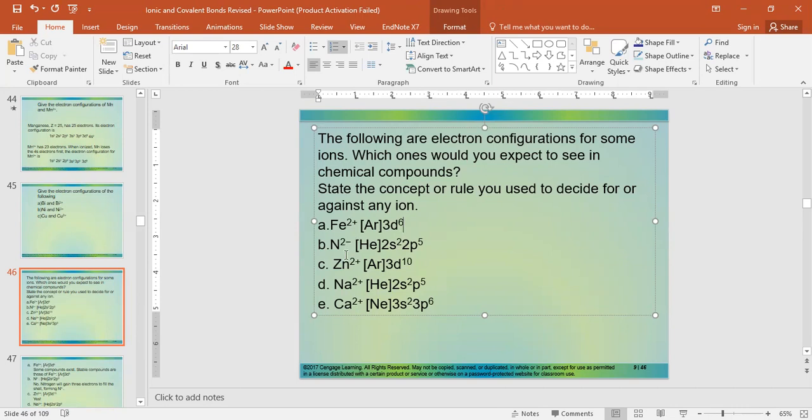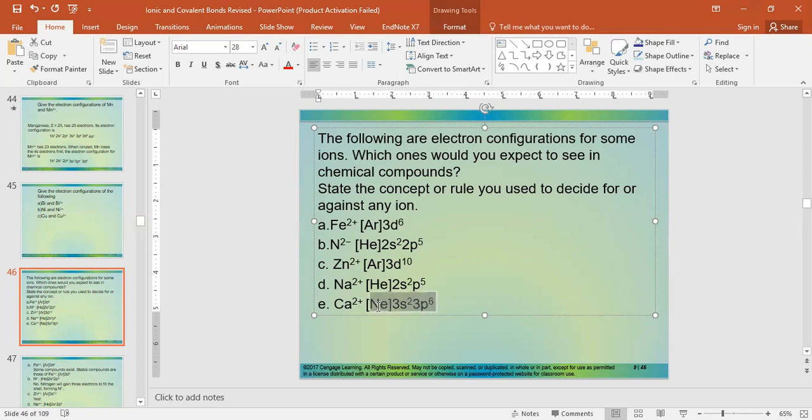Now, this is a nitrogen 2+. Now, nitrogen 2+ is not going to form any compounds because the configuration here is unstable. But if it is nitrogen 3-, then compounds are going to be formed because now that becomes a p6. Now, zinc here is d10. d10 is a stable configuration, and therefore compounds are going to be formed. This one, you are not going to have any compounds because this is forming a p5. You are not going to have any compounds with a p5.